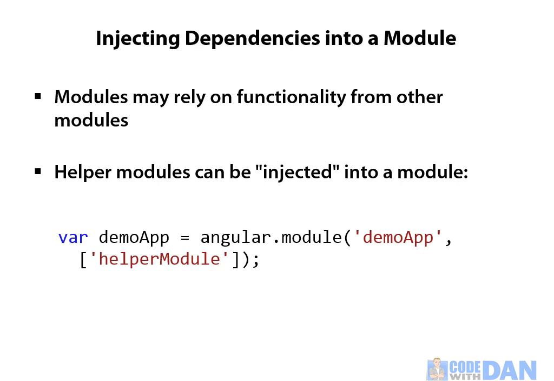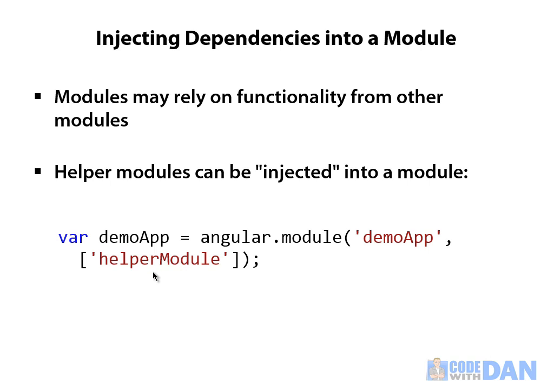So here's an example of how we can actually inject other modules into your module. So let's say that you found a third-party module out there that has some really nice directives, and you want to use it in your app. Well, when you define your module, you can make it so that the other helper modules are basically injected into yours by using this syntax right here. So in this example, you can see that we have some helper module, which is really just a made-up term, of course, but imagine that was the name of the third-party module that you want.